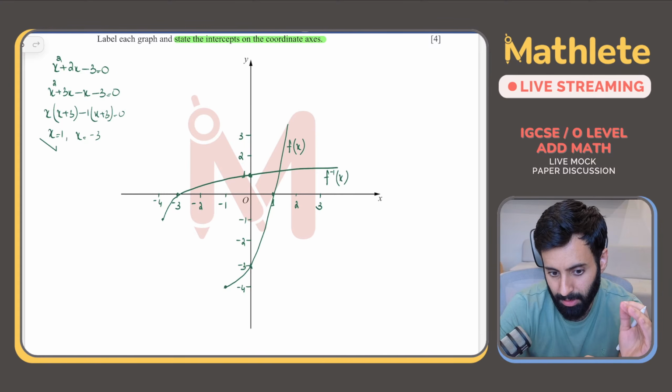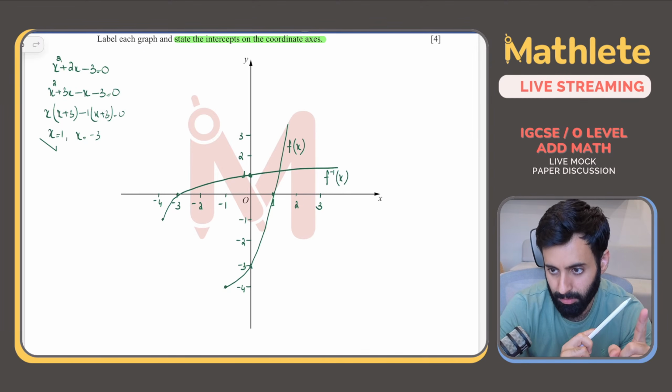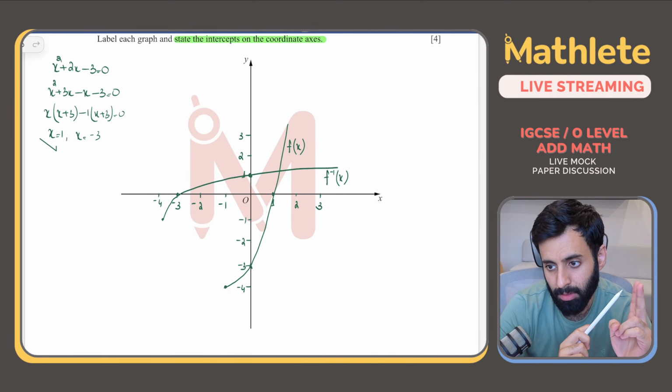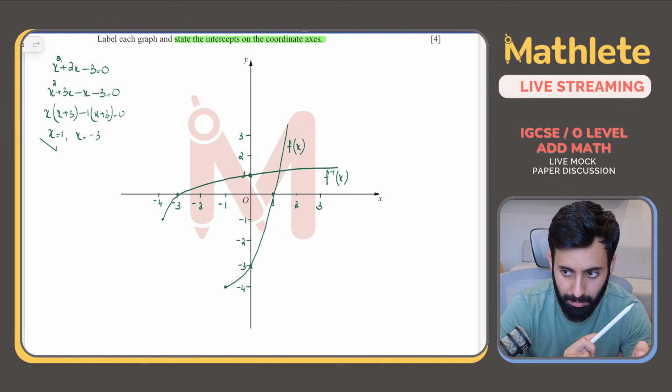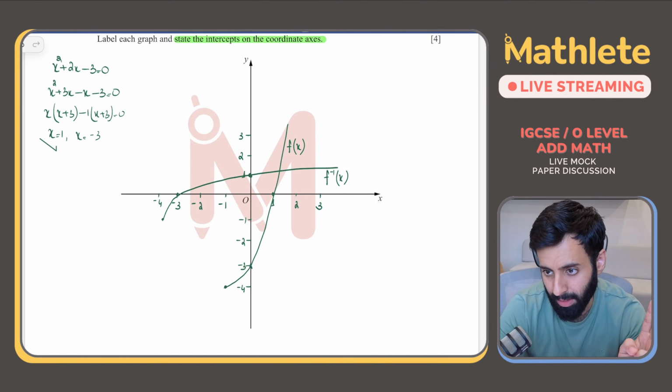So pay attention, guys. I'll repeat from the beginning. 1 mark for drawing f of x for x greater than or equal to minus 1. 1 mark for the x-intercept, and in the same 1 mark you also have to show the y-intercept. Then another mark you get for correctly drawing the graph of f inverse of x.